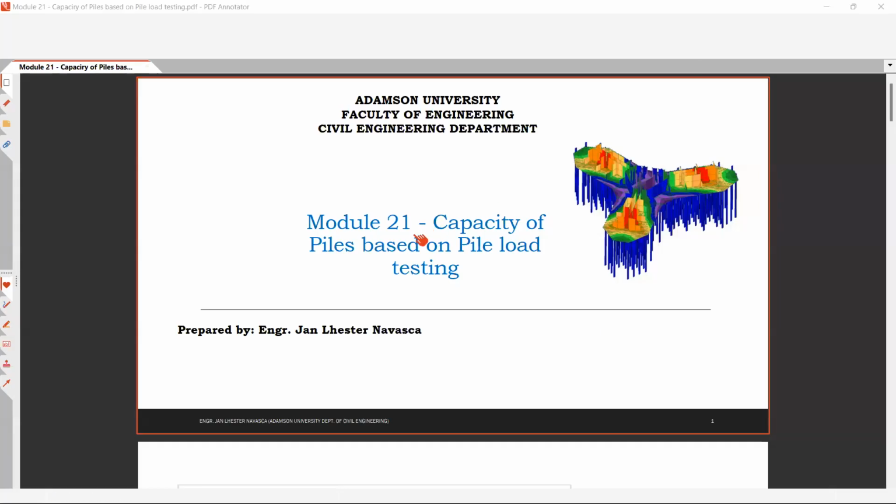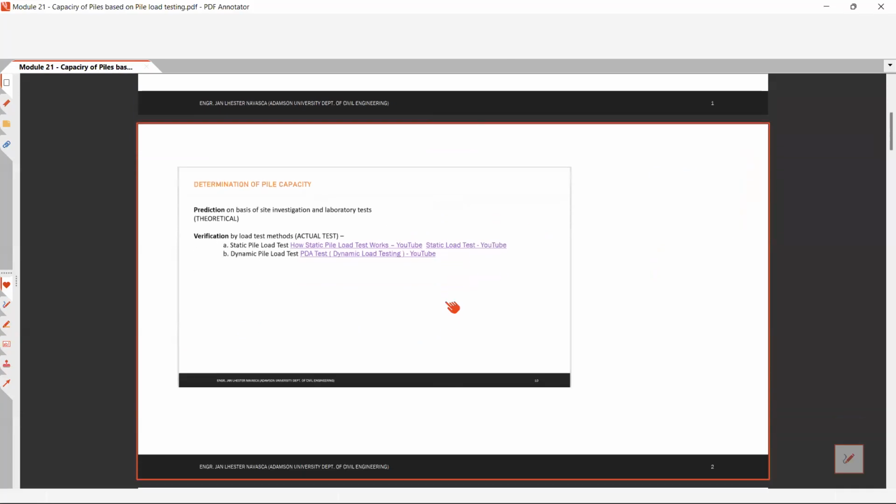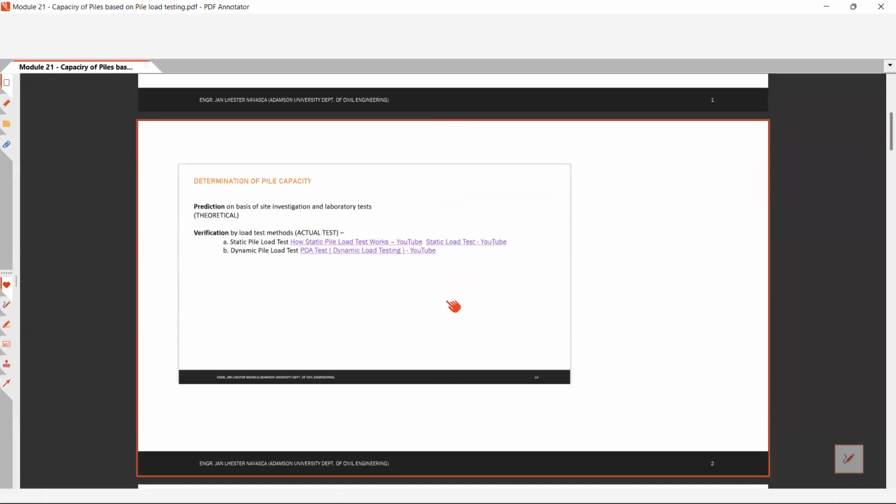Okay, good morning class. We will discuss yung capacity of piles based on pile load testing. So if you remember yung discussion natin in determination of pile capacity, we have two ways to determine the pile capacity. Number one is yung prediction. Ito yung based on site investigation and laboratory testing. So ito yung theoretical part.